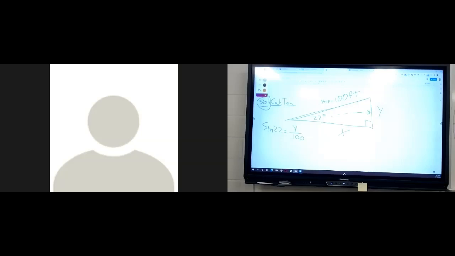Now, for all you iPhone people, turn your phone sideways. If you turn it sideways, you should see the sine, cosine, tangent buttons, right? Good, so hit sine 22. Tell me what it is. Enter 22, then hit the sine. 0.3746. Perfect.